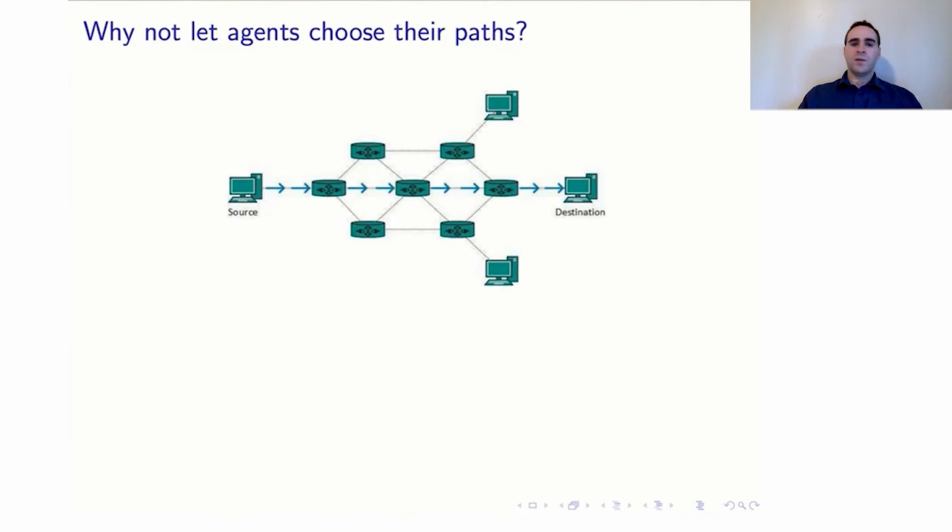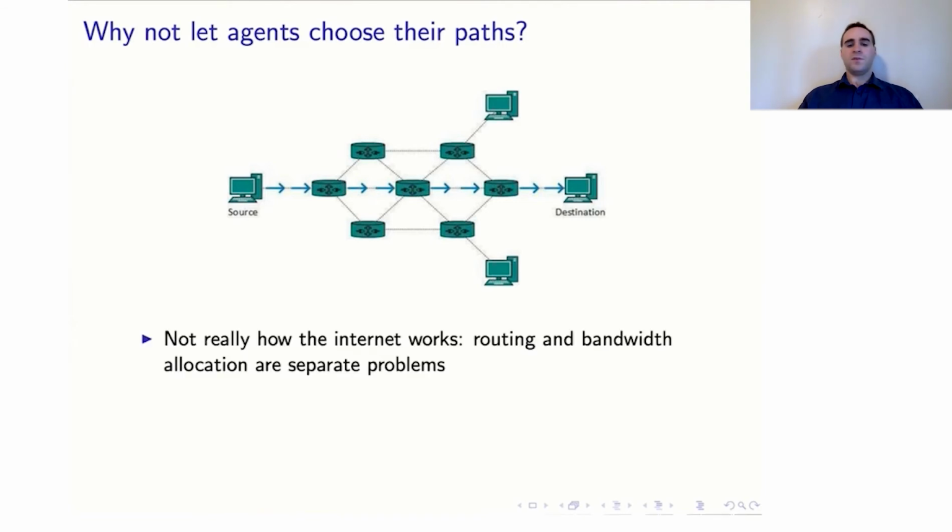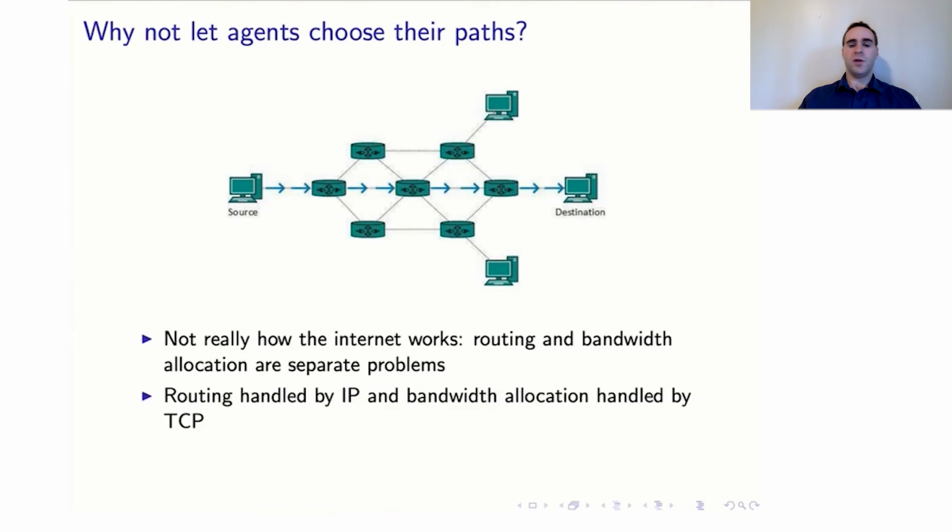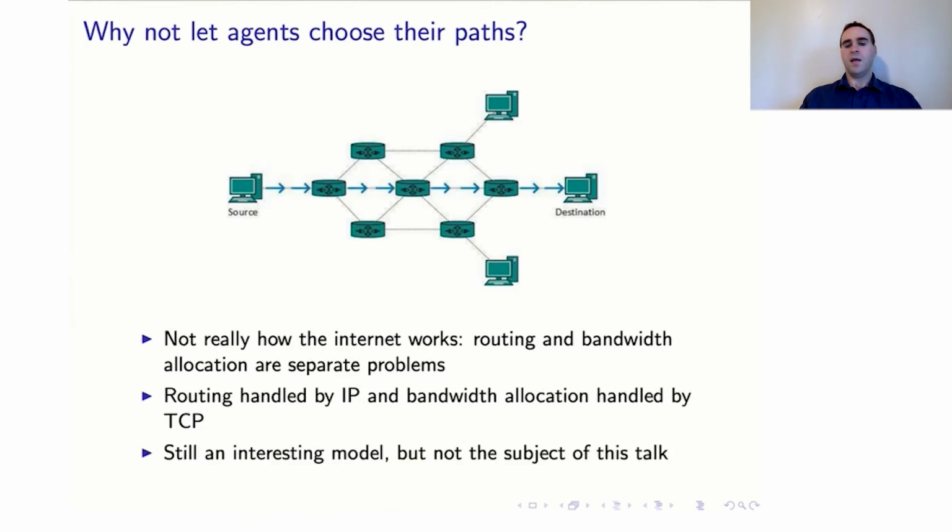One question I get a lot is why not let agents choose their paths? Why are we saying each agent has to have a single path that's fixed in advance? Well, there are a few ways to answer this. The first is that it's not really how the internet actually works. Usually routing, as in choosing a path, and bandwidth allocation are separate problems. They're handled by separate procedures within the internet. Specifically, routing is usually handled by IP and bandwidth is handled by TCP. That said, that's certainly still an interesting model you could consider. It's just not the subject of this talk.